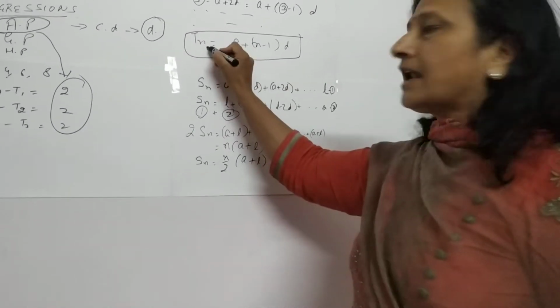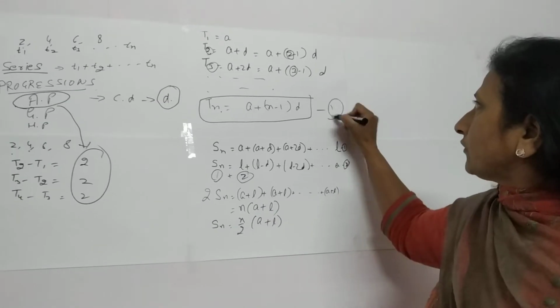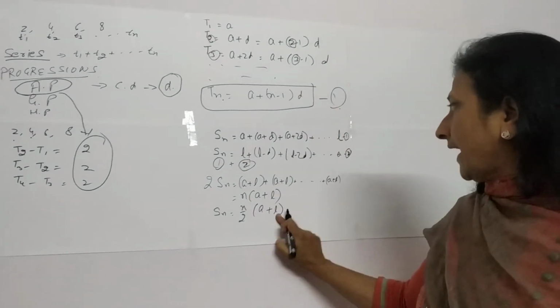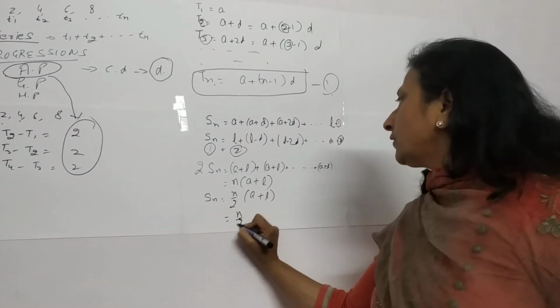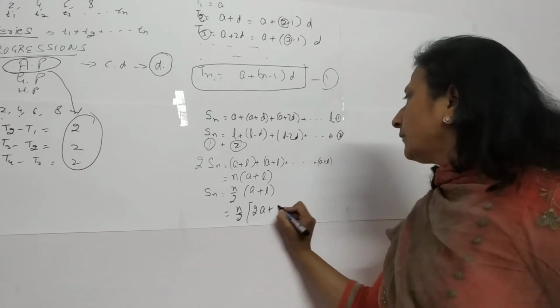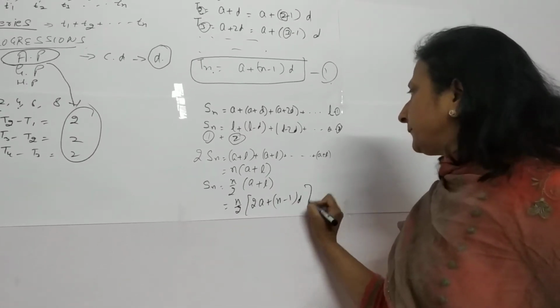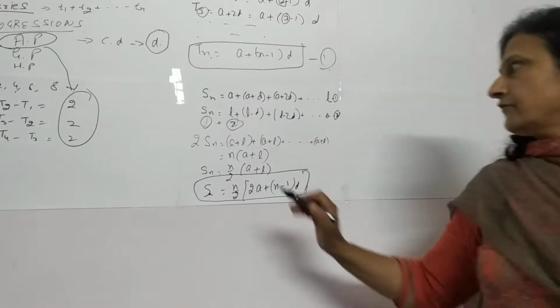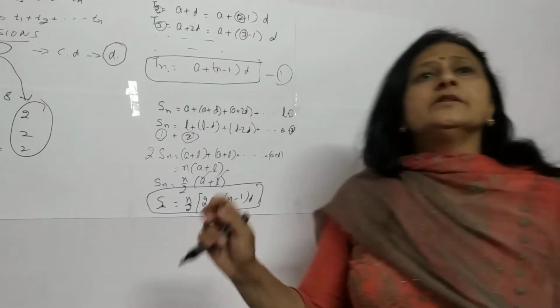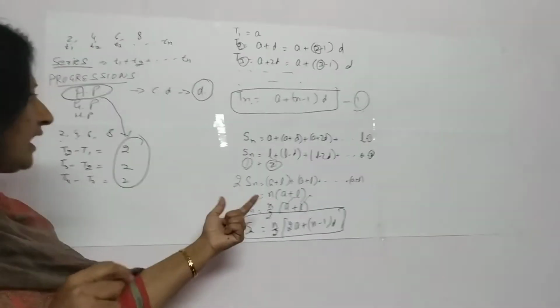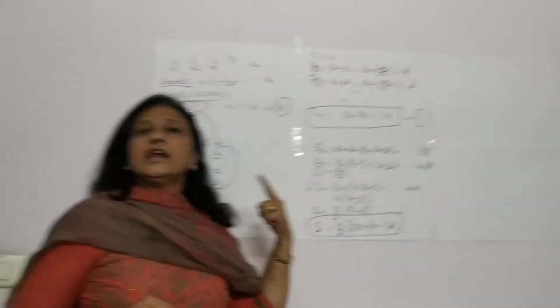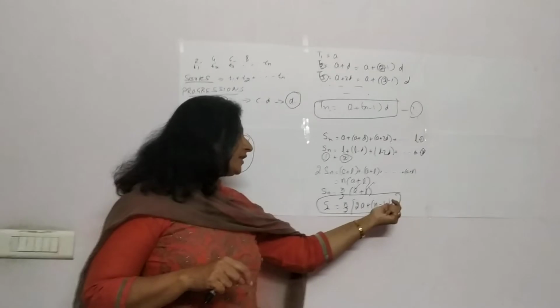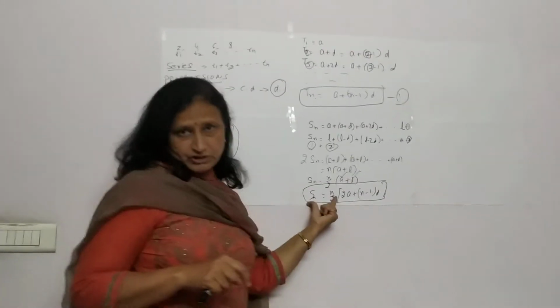So L is the last term that we have just found out over here. Putting the value of L over here, what we will get? n by 2, and on solving it, it will come out to be 2A plus n minus 1 into D. So depending upon the question, if we are given the first term and the last term, we shall be using this formula, and if we are given the first term and the common difference, we shall be using this formula.